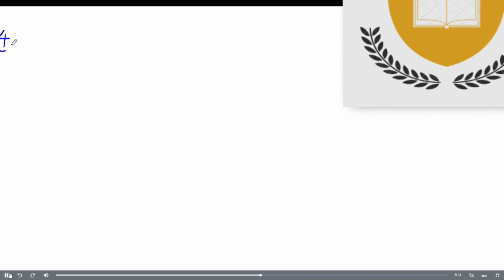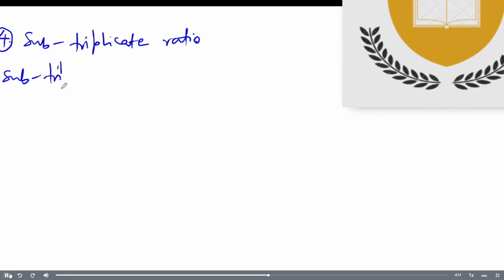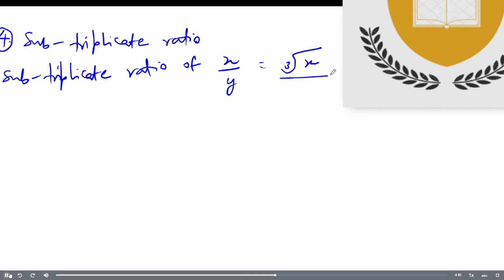Let's take the next type of ratio. It is the sub-triplicate ratio. Now the sub-triplicate ratio of x by y is equal to cube root of x by cube root of y.